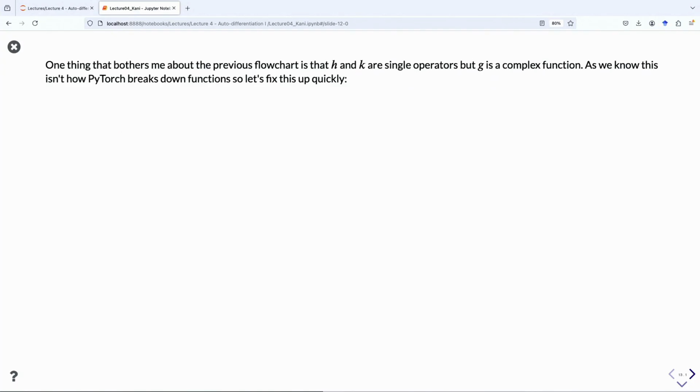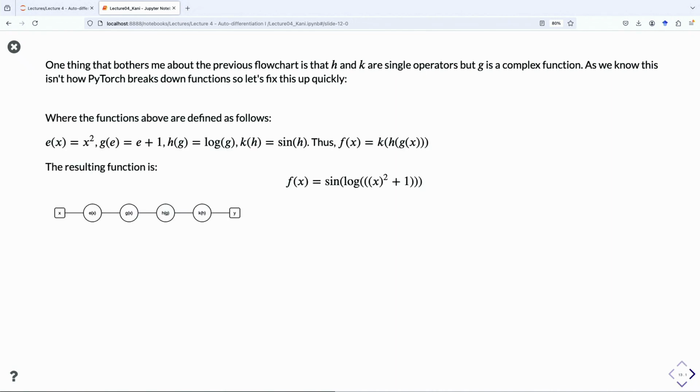But one thing that was bothering me about this function from previous lectures is that g itself is a complex function. It's not a normal single operator function. It's plus and it's power and all of that. So we should break that up, get more consistent with PyTorch, and keep our sanity. In this case, I'm simply making g equal to e plus 1, and I'm making e equal to x squared.